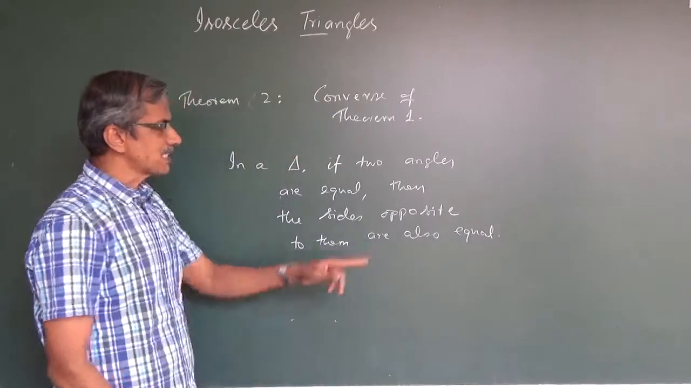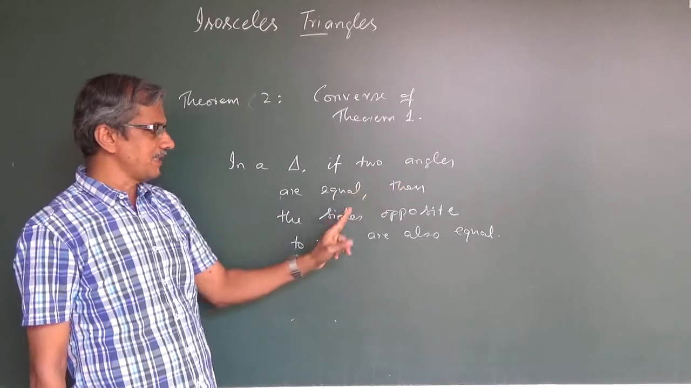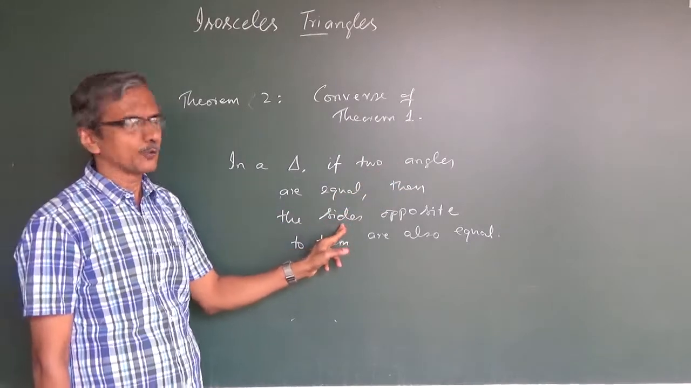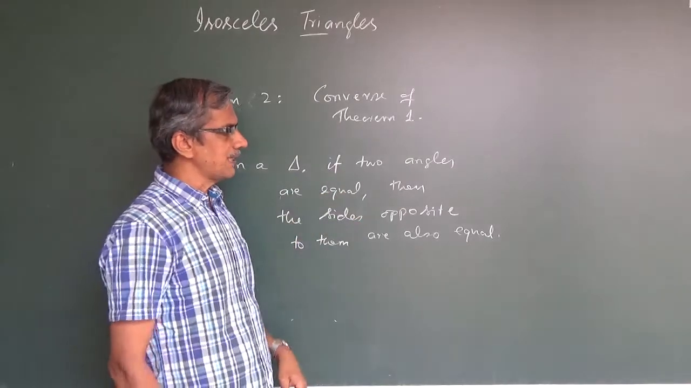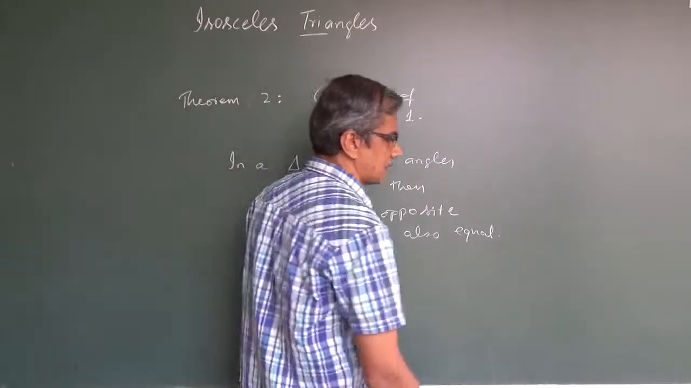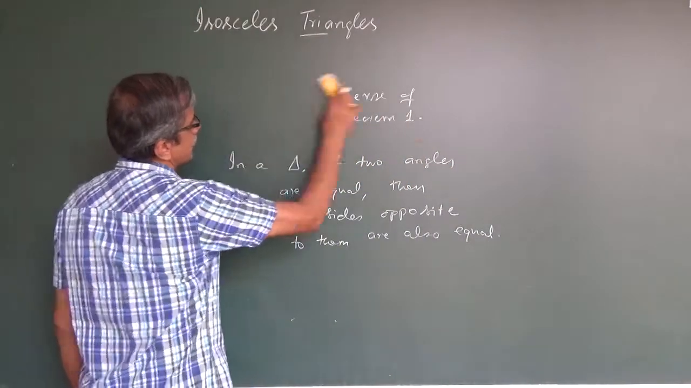So earlier the sides were given and we concluded the angles. Now the angles are given and we have to conclude the sides. So I hope you understood. There is the interchange, and this is what we call the converse. This is the second theorem. We will see the proof of this theorem now.